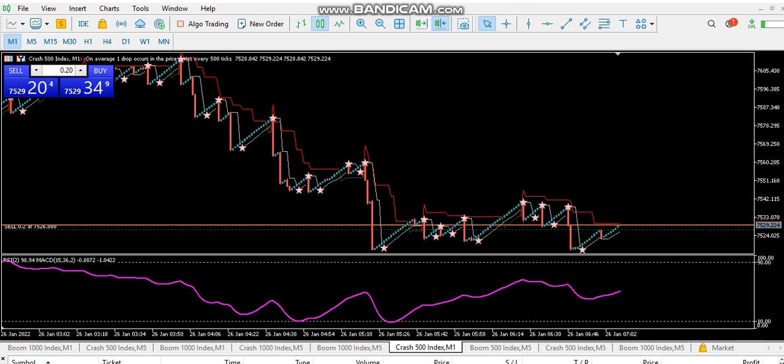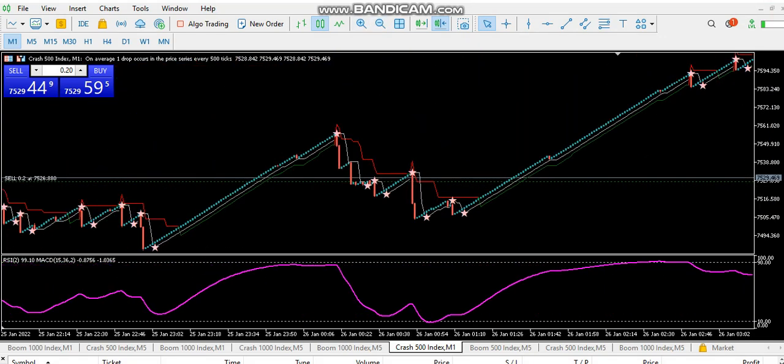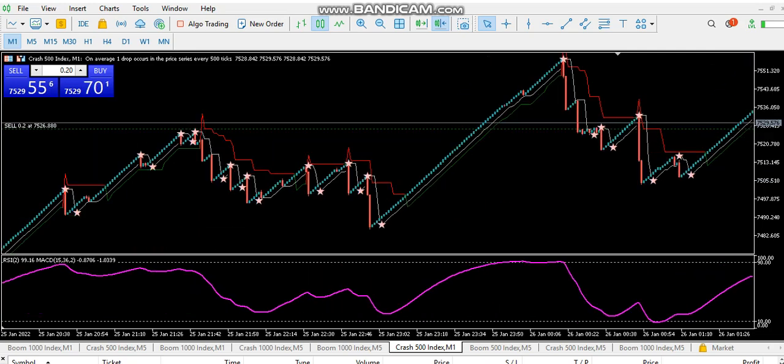This is our scalping indicator. Don't look at this, I just placed it there. Let me show you the beauty of this scalping indicator. It's very powerful. Now look at this. Let me just explain this quickly.